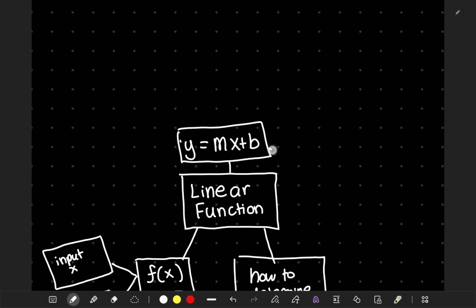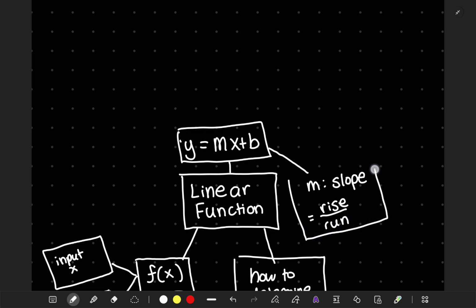Let's talk about the first one. Let's talk about m. M is the slope. What does it mean by slope? We call this rise over run. And so the way that we can kind of visualize this is, if I have a graph, I'm going to draw this on the outside. Imagine if I had a graph like this. Rise over run looks like this.